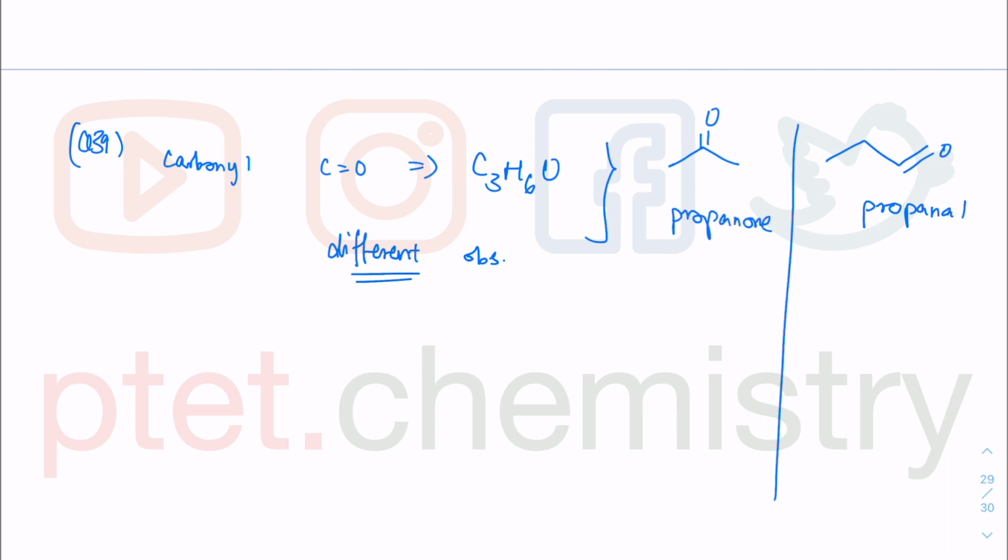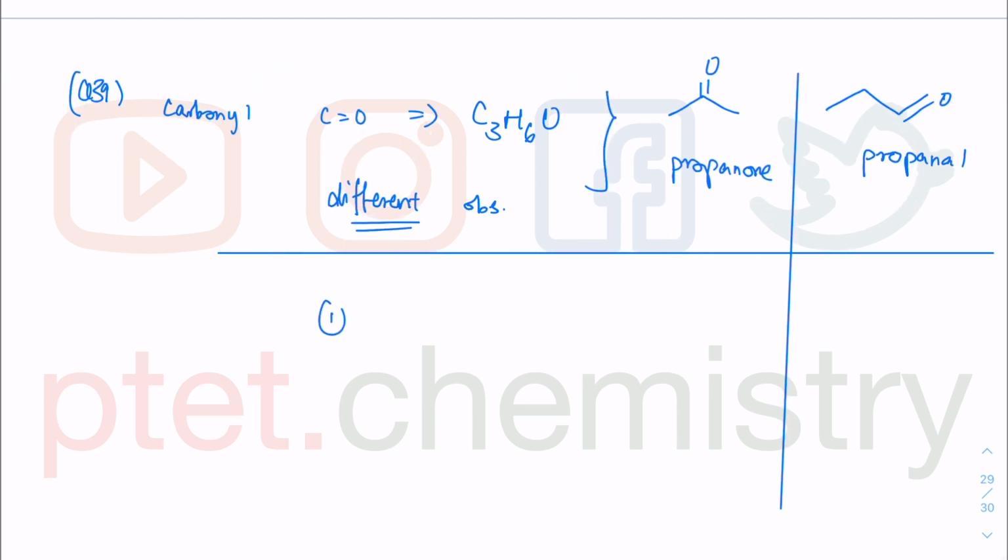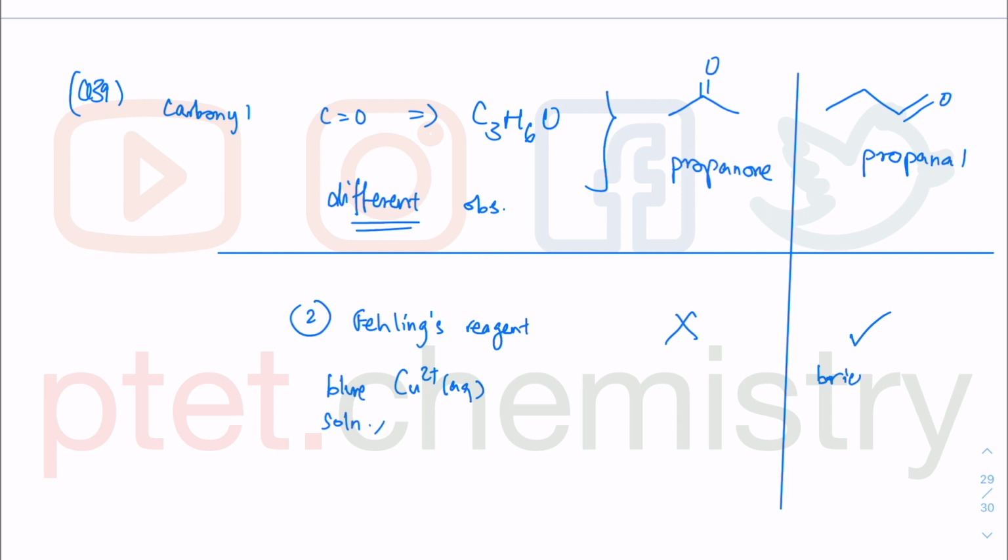So if I just divide it like this, let me get started. If I quickly go through option 1, because I could have gone through option 2 first. Perhaps I should go through option 2 first, just to be consistent. So I have Fehling's reagent. Remember, Fehling's reagent contains the blue solution, copper 2 plus aqueous. So it will react with propanal and it will not react with propanone. I will get a brick red PPT.